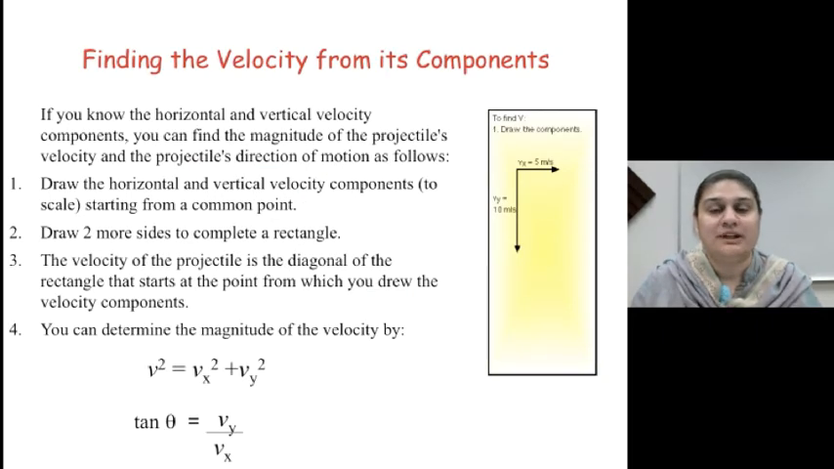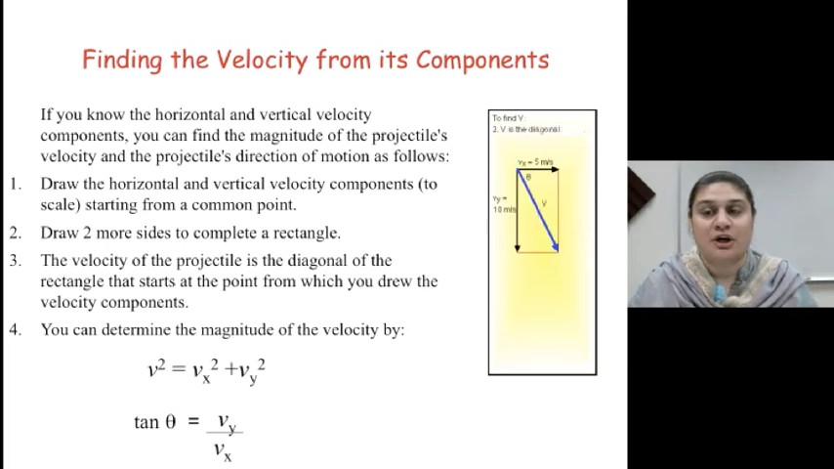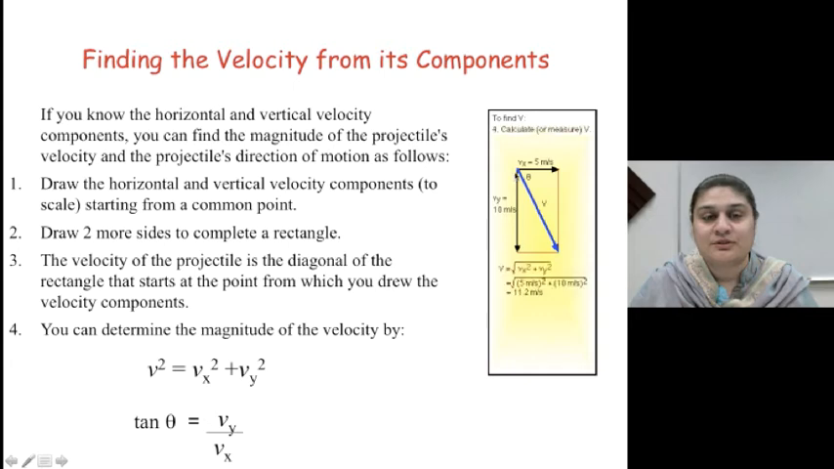So now how do we find velocity from its components? We've been talking about this multiple times, but here's what it will look like in a nutshell. So first draw Vx and Vy. Then draw two more sides to complete a rectangle. Number 3, draw the velocity vector, the diagonal of the rectangle. And then you can determine the magnitude of velocity by using the expressions that we've been using before. V squared equals Vx squared plus Vy squared, and tangent of theta will give you the angle of the velocity.